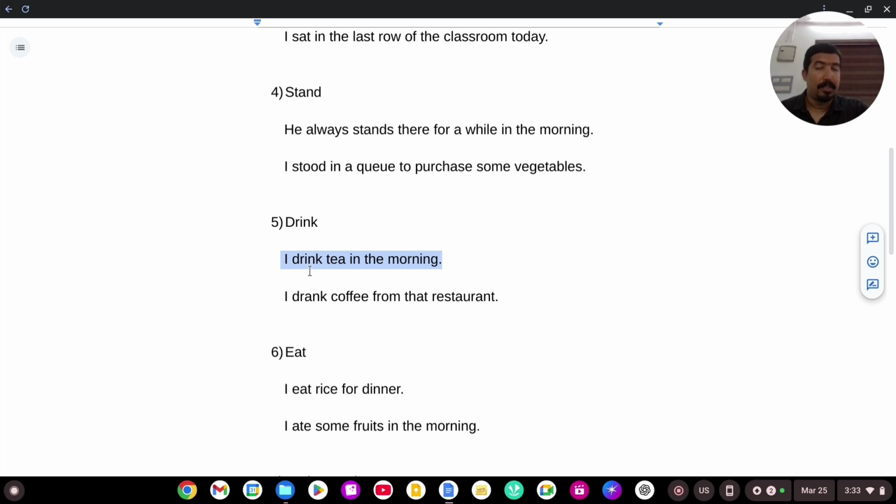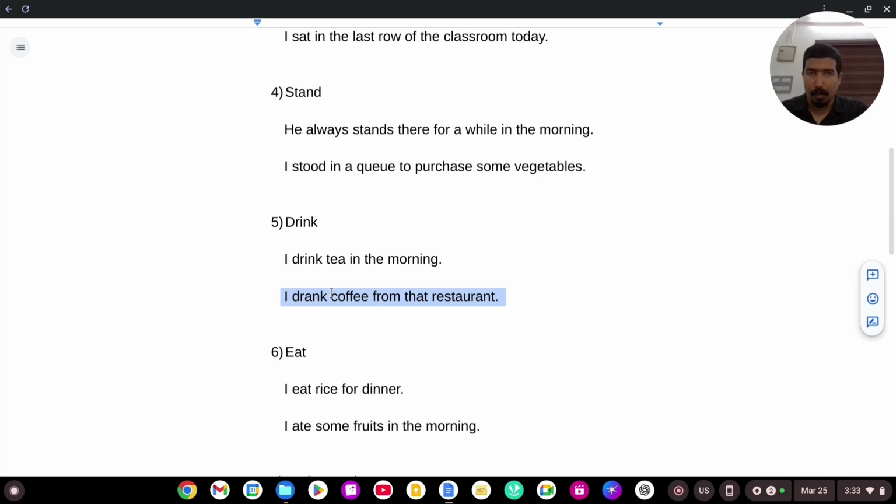I is the subject, drink is the verb, tea is the object part, and in the morning that's a time. Subject, verb and object. I drink tea. I drink tea in the morning, that means I have a habit of drinking tea in the morning. That's a habit. Drink is the first form of verb. Please look at the second sentence as well. I drank coffee from that restaurant. I drank coffee, that's a completed action. That is the second form of verb of drink.